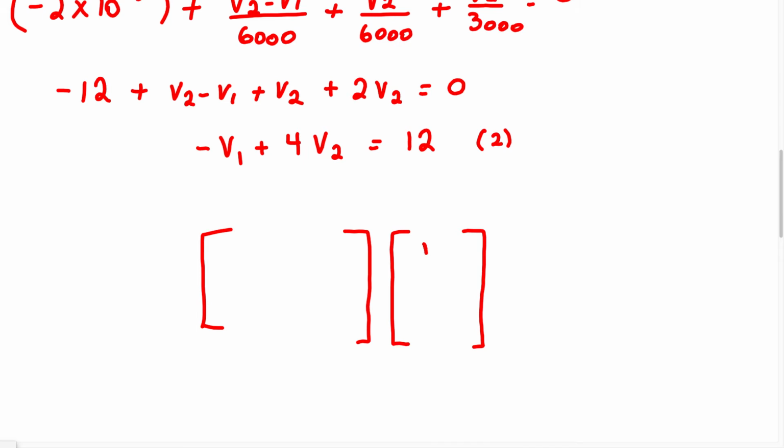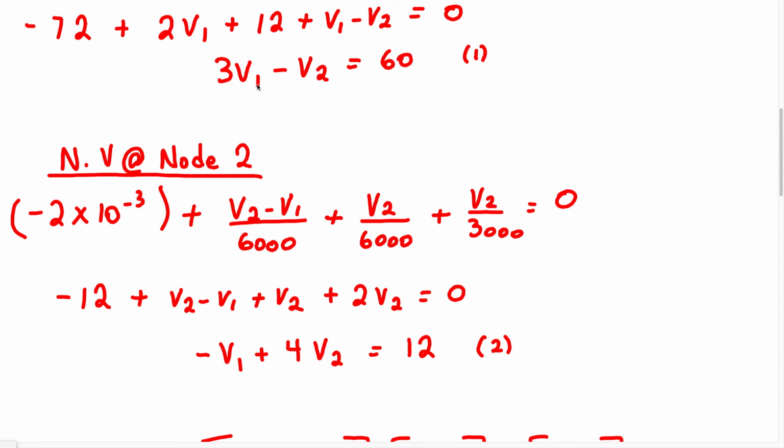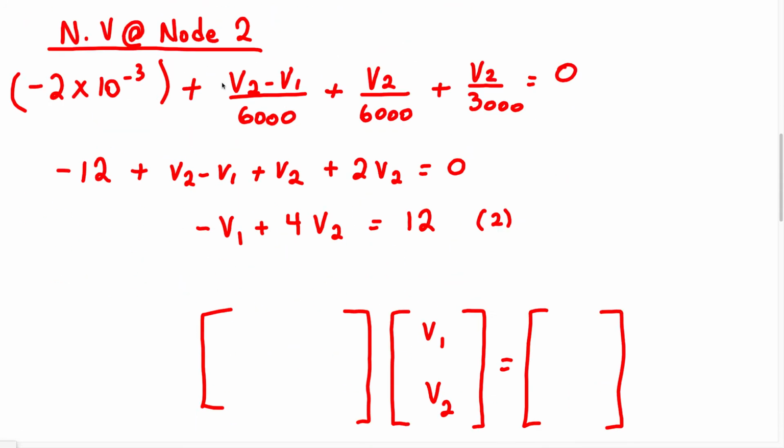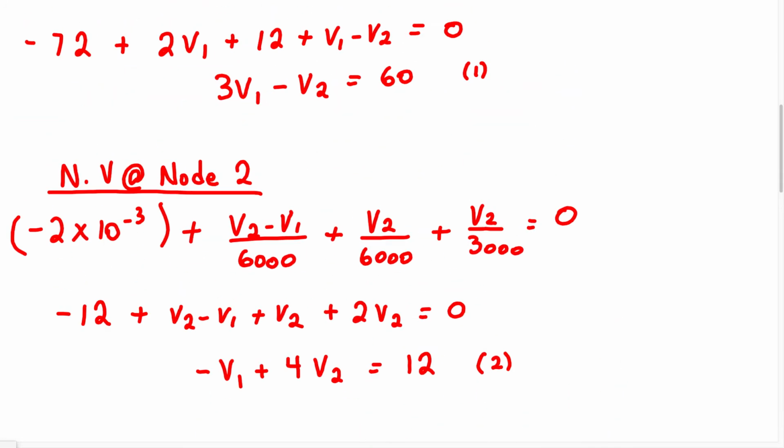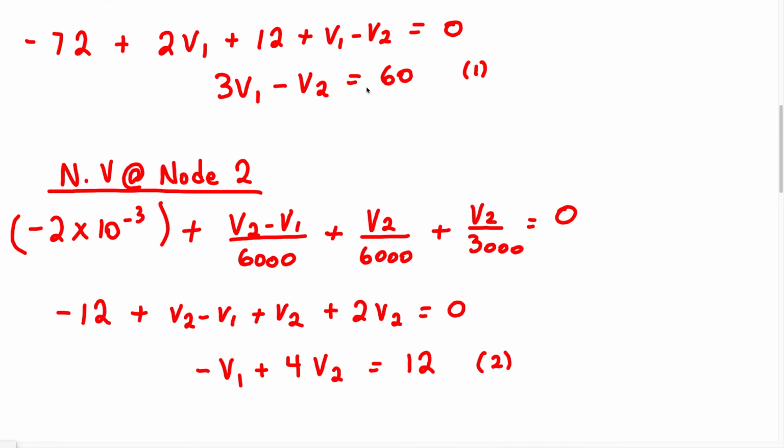We know the unknowns are going to be V1 and V2. Now let's start to fill out this matrix. I know for the first row, I'm going to have the first equation. So that's going to be 3, and we have -1. And that equation is going to equal 60.